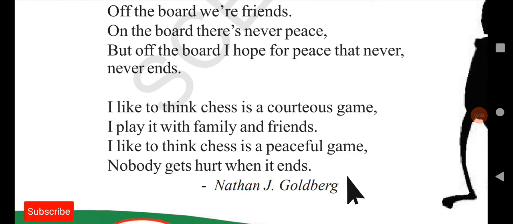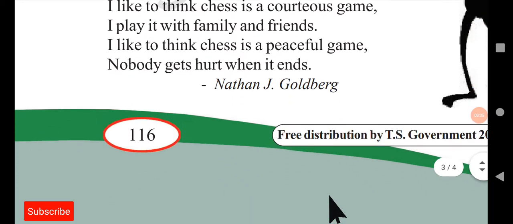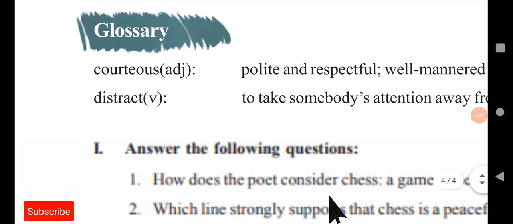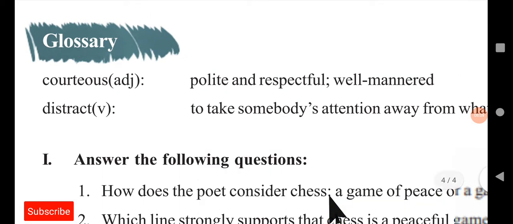This poem is written by Nathan J. Goldberg, and here we have got some glossary. First one, courteous. That is an adjective, that means polite and respectful or well mannered. So chess is a polite game, a respectful game, and also a well mannered game.